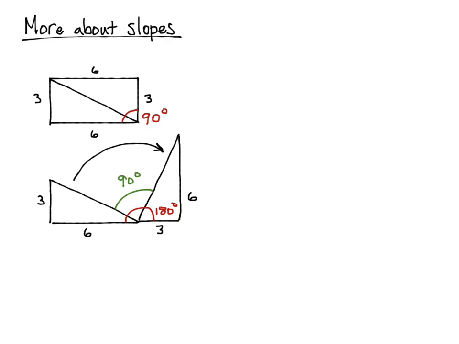Okay, so let me look at the slopes of these two lines. So if I look at this line here, what's the slope of this? It's going to go down 3 and over 6. And so the slope of that is going to be -3 over 6, and I get my slope of -1/2. Now the line that I'm claiming is perpendicular to this is this line here, so I can calculate that slope as well.